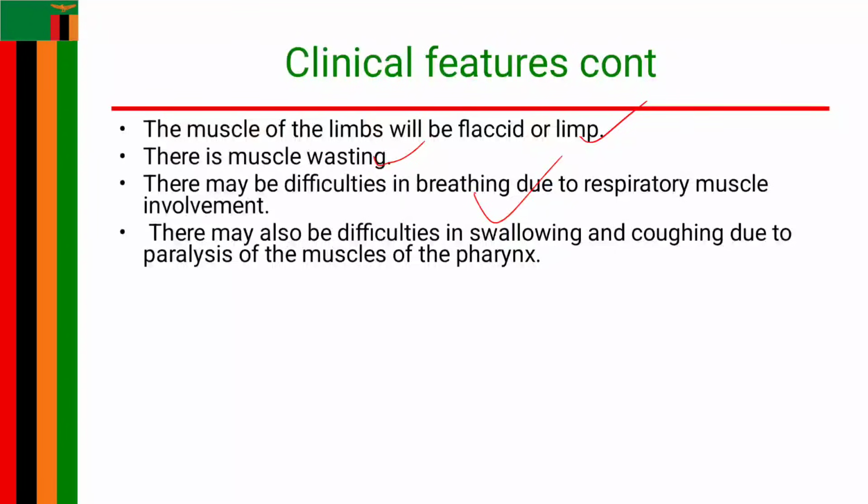Difficulties in breathing may now be seen because there's paralysis of the intercostal muscles and the diaphragm itself. And of course, difficulties in swallowing may also occur because of paralysis of the muscles of the pharynx. This will also affect the ability to cough.